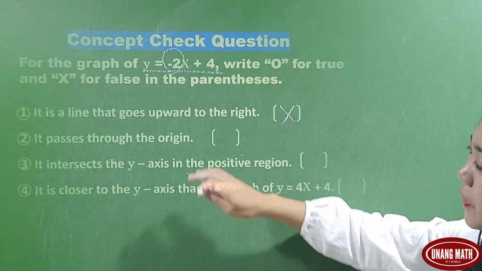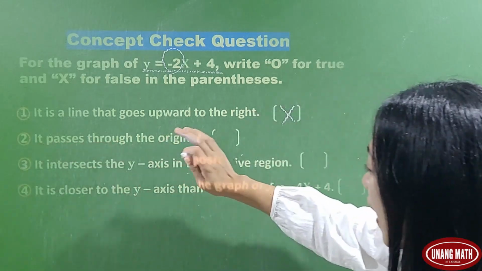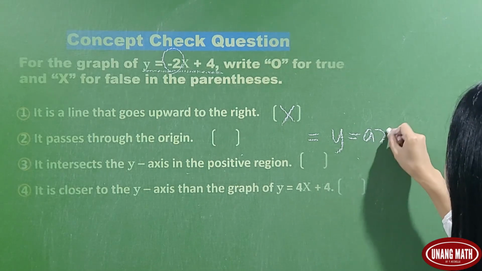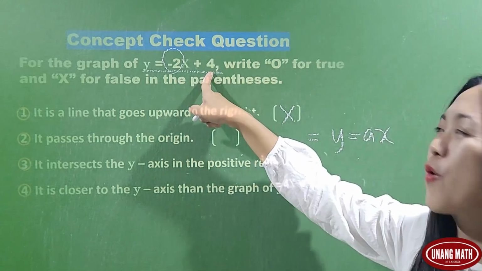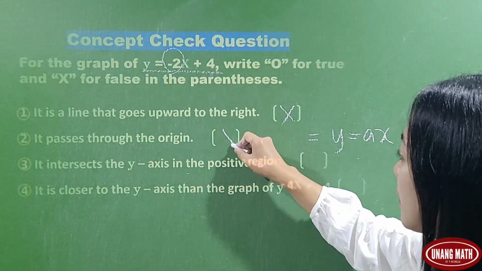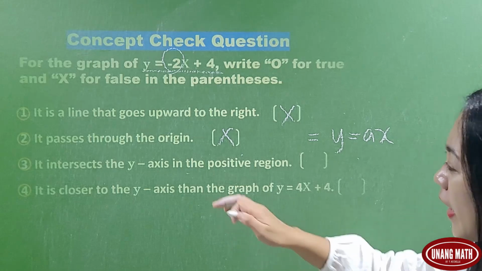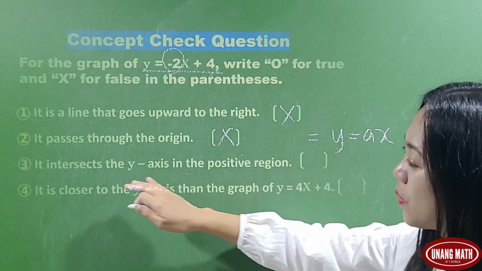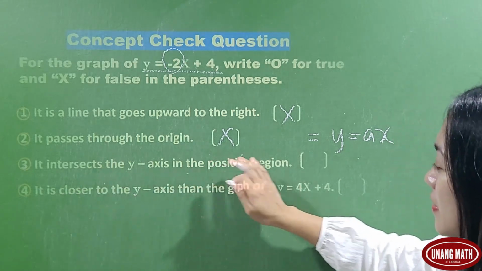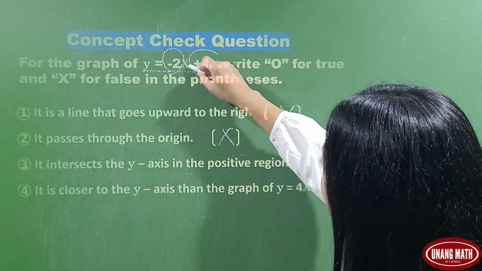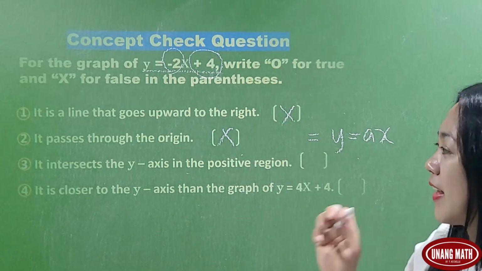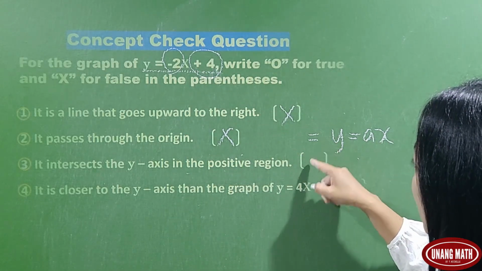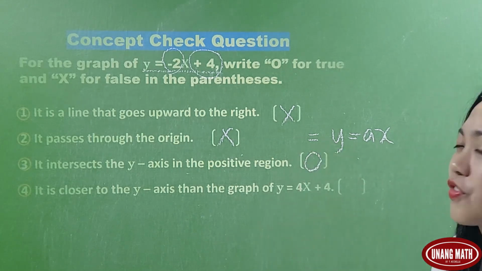What about number 2? It passes through the origin. If the graph passes through the origin, then the function must be y is equal to ax. We have here plus 4, or we have here the value of b. So this is also false. In number 3, it intersects the y-axis in the positive region. To know whether the graph intersects the y-axis in the positive region, we have to check the value of b. If it's positive, then it intersects the y-axis in the positive region. This is positive 4, so number 3 is true.